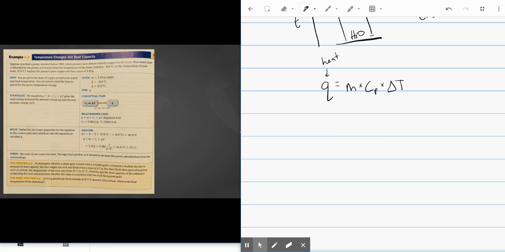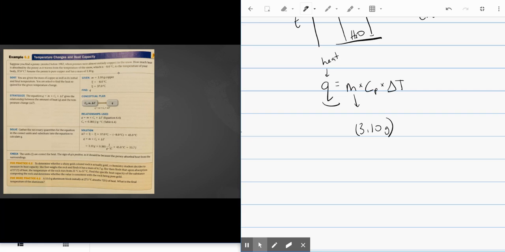Okay, so for our example in the book, we find a penny, and it's made out of mostly copper because it was minted before 1982. How much heat is absorbed? We're looking for Q, as it warms from negative 8 degrees Celsius to the temperature of your body, which is 37 degrees Celsius. Assume the penny is pure copper and has a mass of 3.1 grams. So 3.10 grams is my m, so I'm going to plug that in.